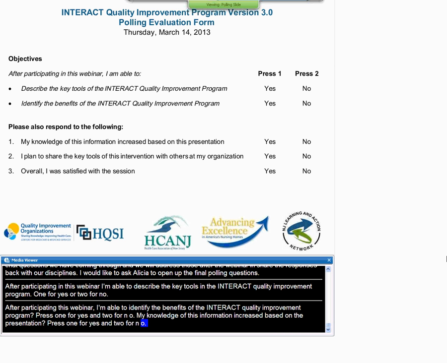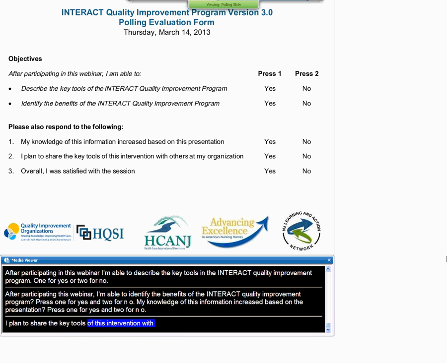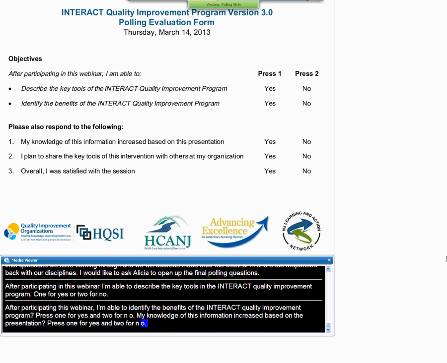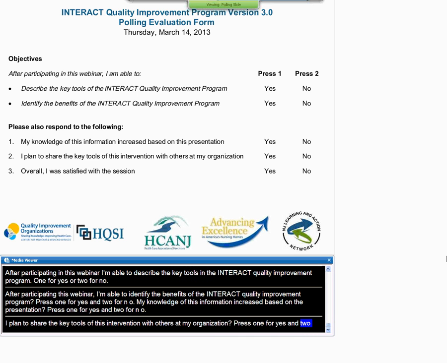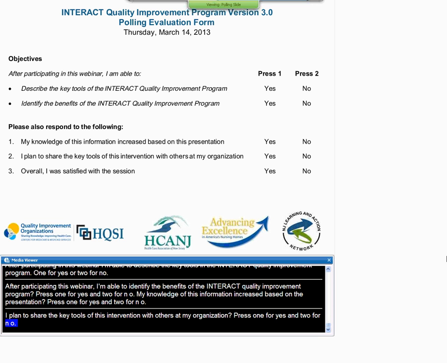Our next question is, I plan to share the key tools of this intervention with others at my organization. Please press 1 for yes and 2 for no. The polling has closed for this question.